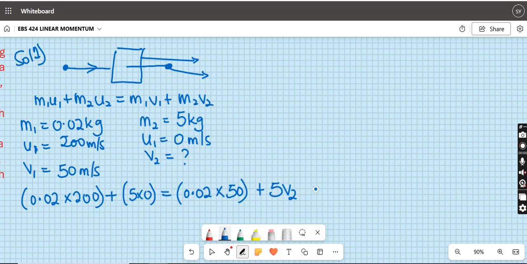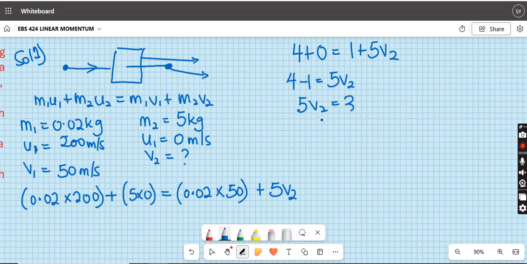So what is 0.02 times 200? This will give us 4. 4 plus 0 is equal to, now 0.02 times 50 will give us 1, plus 5v2. So what is 4 minus 1? That is 3. So 5v2 is equal to 3. Let's divide both sides by 5. So our v2 is 3 over 5, or 0.6 meters per second.